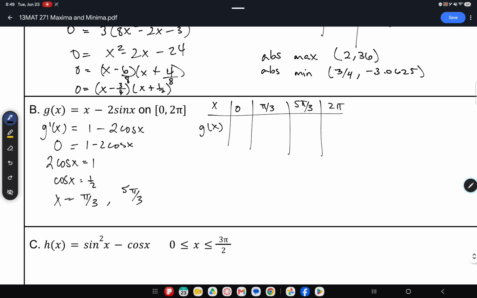And I want to plug in 0. It gives me 0. Then I want to plug in pi over 3. It gives me negative 0.6848. Let's do 5 pi over 3. Gives me 6.968. And then 2 pi. 2 pi gives me 6.28.